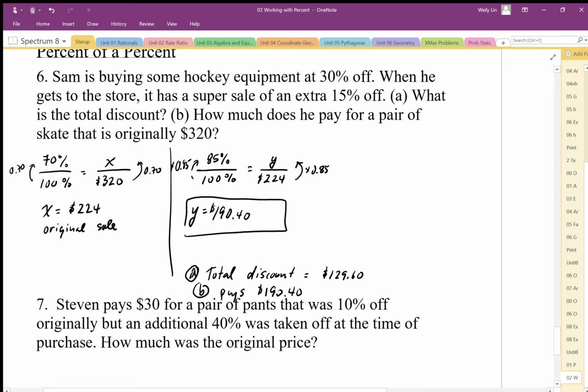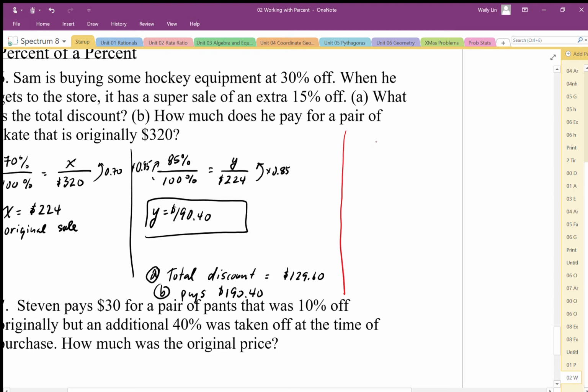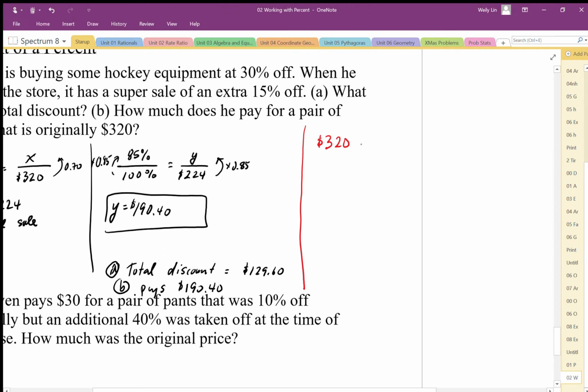Why is that happening? It's because of this idea of layering discounts. We're not adding the two percentages together and using it as 45%. We're layering the discounts. It's maybe easier to see when we use our times strategy. So our times strategy looks like this. We start with $320. We're going to multiply by 70%. That's how much we paid. The discount was 30%, so we always use as our multiplier how much we have. So 70%.